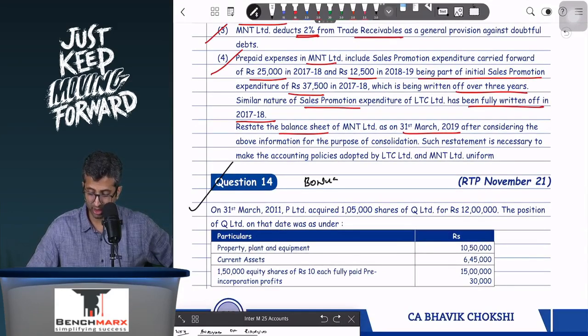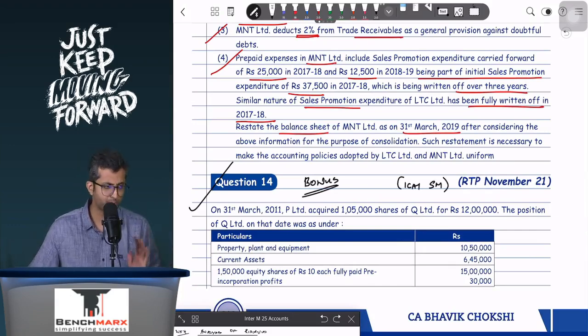And over here, they are taking bonus. It's also there in the ICAI study material. Bonus out of the pre-acquisition profits, also bonus out of post-acquisition profits. Let us review this, please. So let us review question number 14.